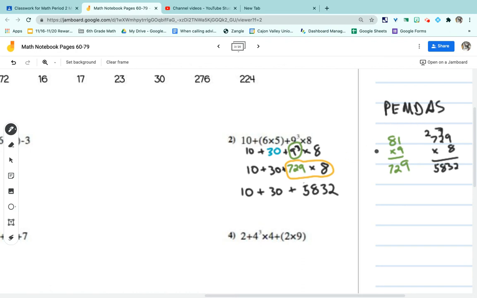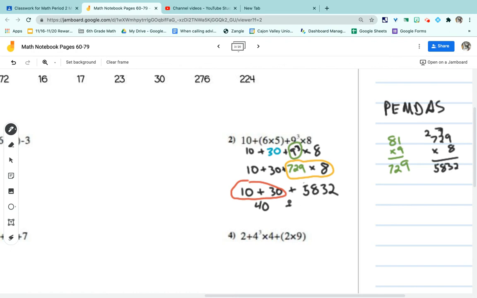Now, it doesn't matter if you have addition first in PEMDAS. We go in order from left to right. Now, in this case, there is no subtraction. We have only addition problems. So we're going to just add these up in order, left to right. So first thing I'm going to do is add up 10 plus 30. So 10 plus 30 is 40.